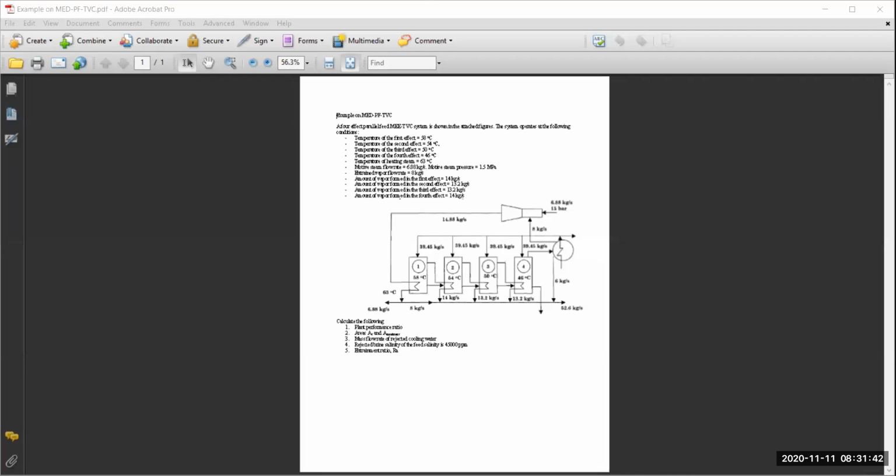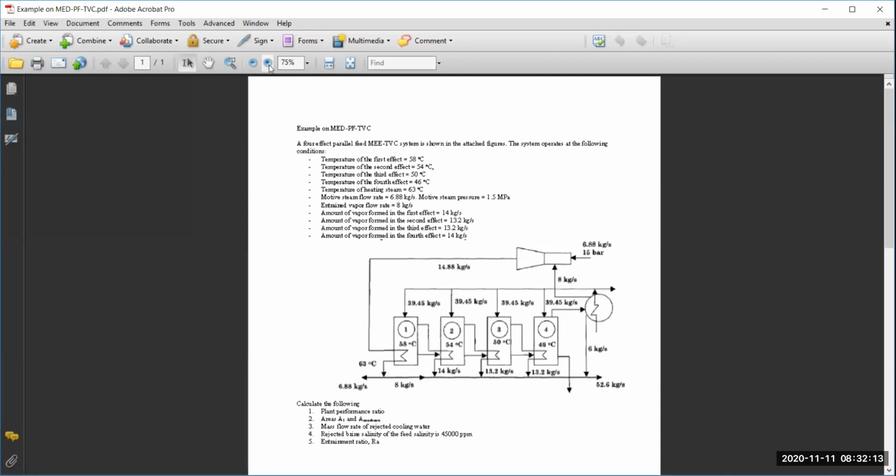What we have today to begin with is an example. As you can see here, it's about a parallel feed MED system that has 4 effects, and it is operated by a thermo-vapor compressor TVC system. So the ejector is located there on the top of the cycle. Some information is given in written form. You can see here, let me make it a little bit bigger.